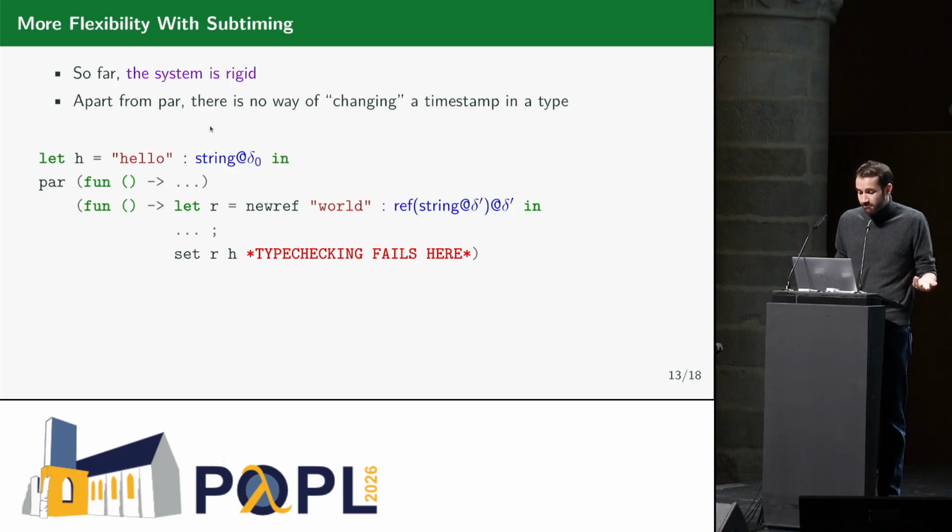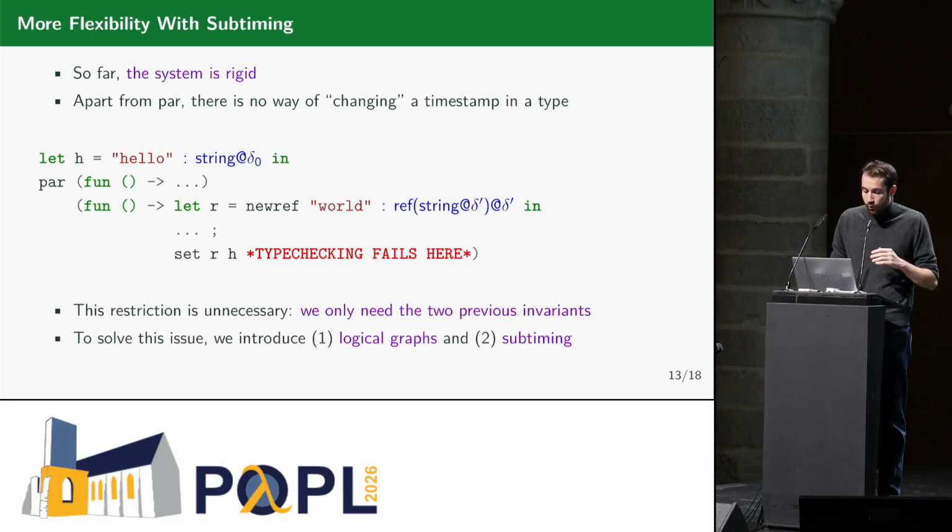However, here it's perfectly fine to write h inside r because I preserve the up pointer invariant. So we relax everything, as long as, so the restriction of writing is unnecessary because we only need the two previous invariants to hold. So we relax everything and we introduce a logical graph to track these dependencies, and then subtiming, a subtyping that will allow us to type check this example.